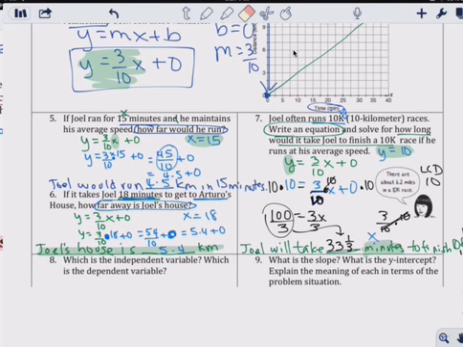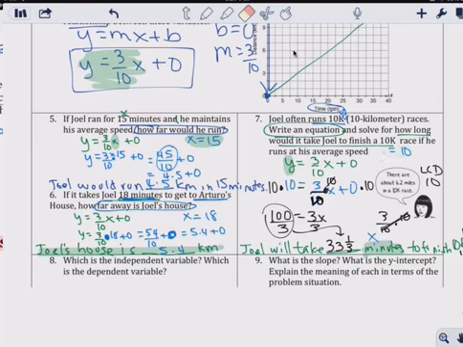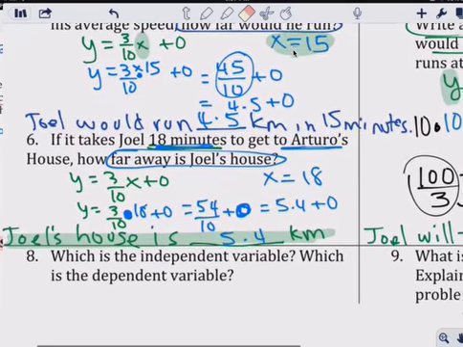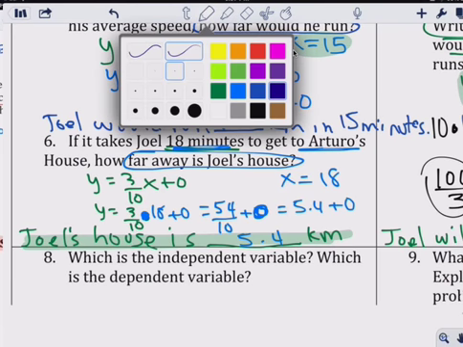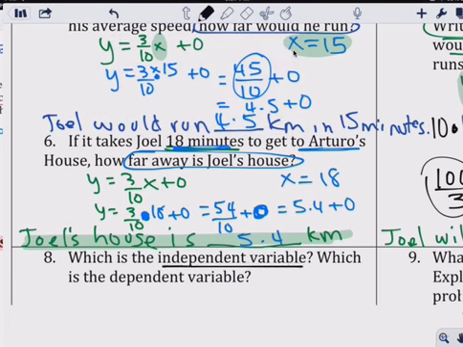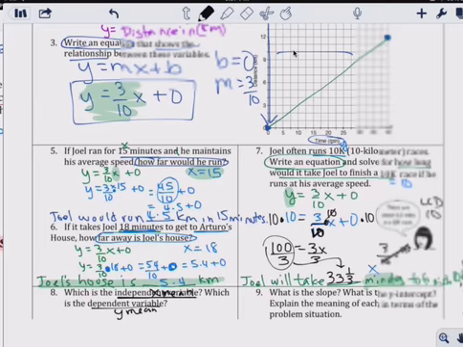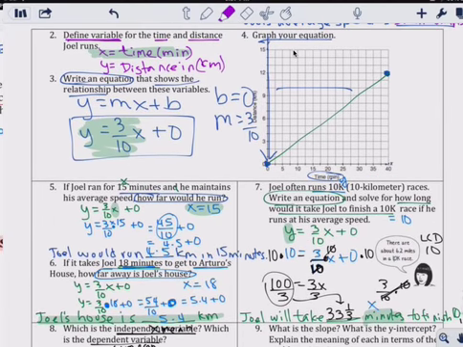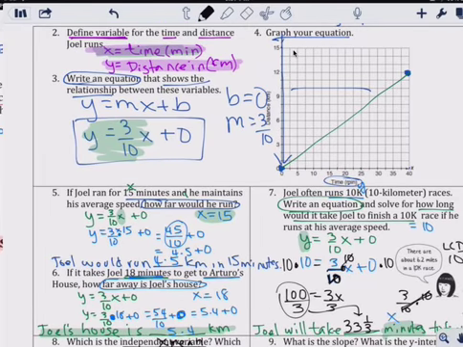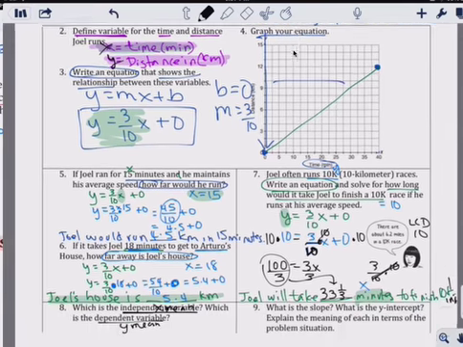But on number 8, which is the independent variable, now the independent variable is the x, the meaning of the x, okay? The dependent is the y and its meaning. If you look up here, it's what it is, the x and the y. The independent is time in minutes, the x, right here, and the dependent is distance in kilometers.